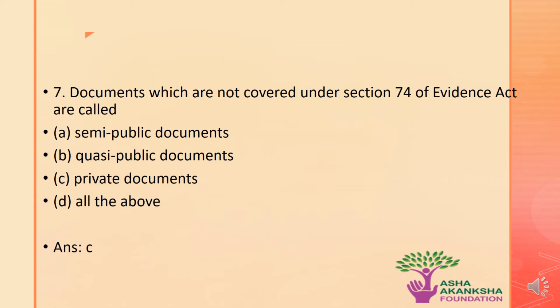The next question is, documents which are not covered under section 74 of the Evidence Act are called what? The options are A, semi-public documents. B, quasi-public documents. C, private documents. Or D, all of the above. The correct answer to this question is option C, that means to say documents which are not covered under section 74 of the Evidence Act are called private documents.